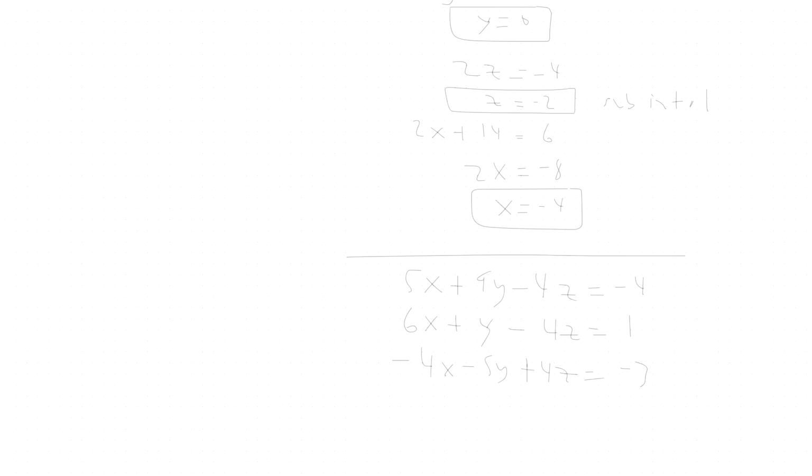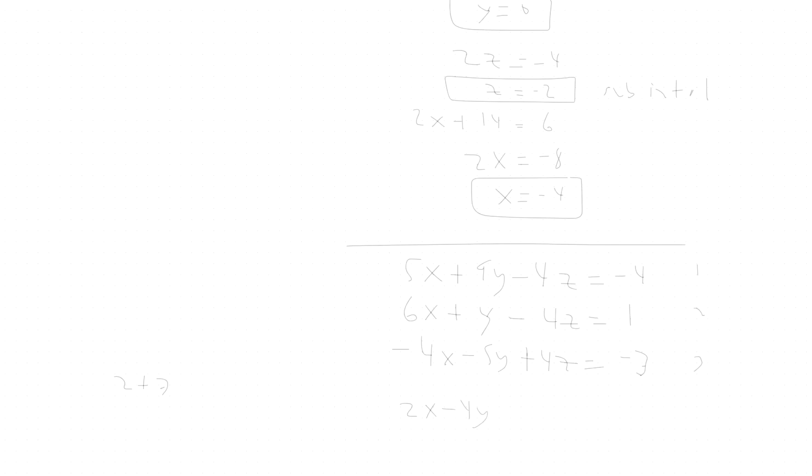All right, what are we going to do first? We're going to add equations 2 and 3. Okay, 2 plus 3. 6x plus negative 4x is 2x. Y plus negative 5y is negative 4y. 1 plus negative 3 is negative 2. That's equation 4.